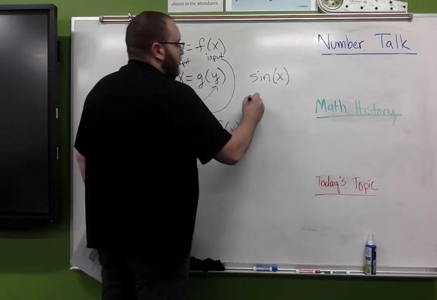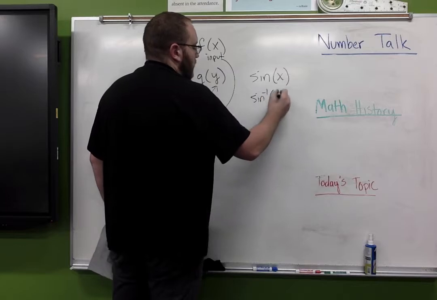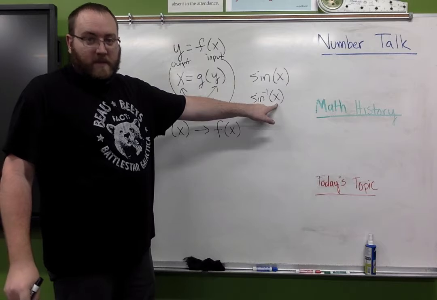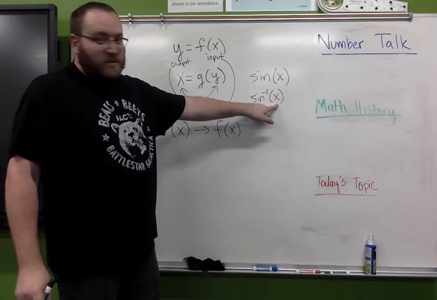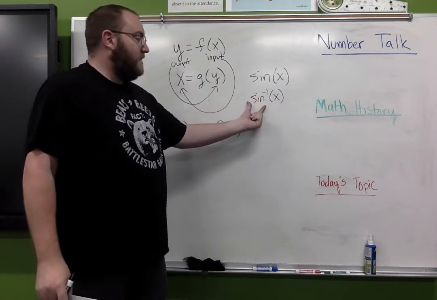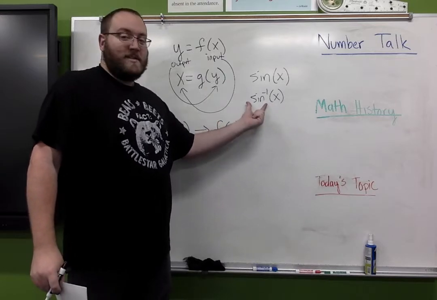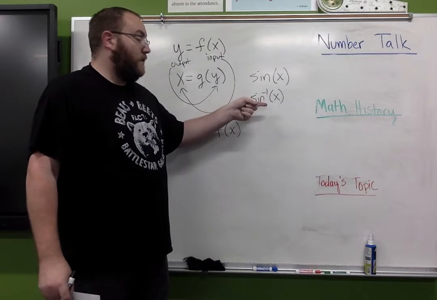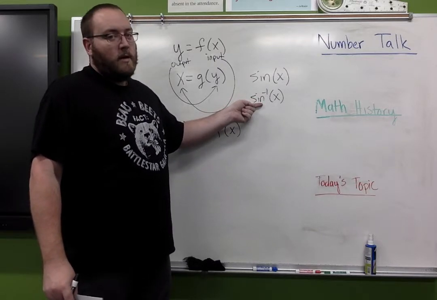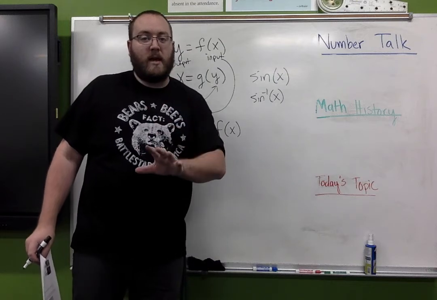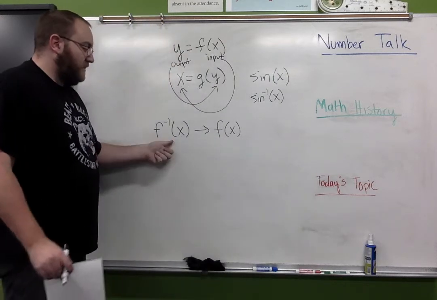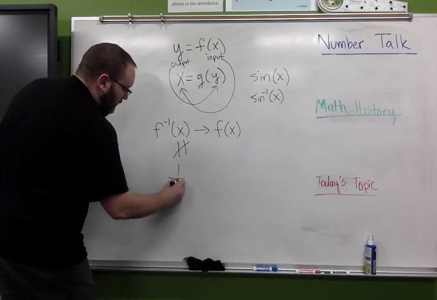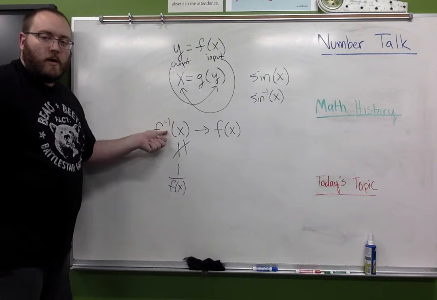When I write it like this, notice the negative 1 is not with the variable. So it's not to the negative 1 power. This is the sine of x. It's the function. Sine is the function name. So because the negative 1 is with the function, it means inverse. Right? So you need to be aware of that. You need to be very careful. Okay, this does not equal this, because this is not a power, it means inverse.